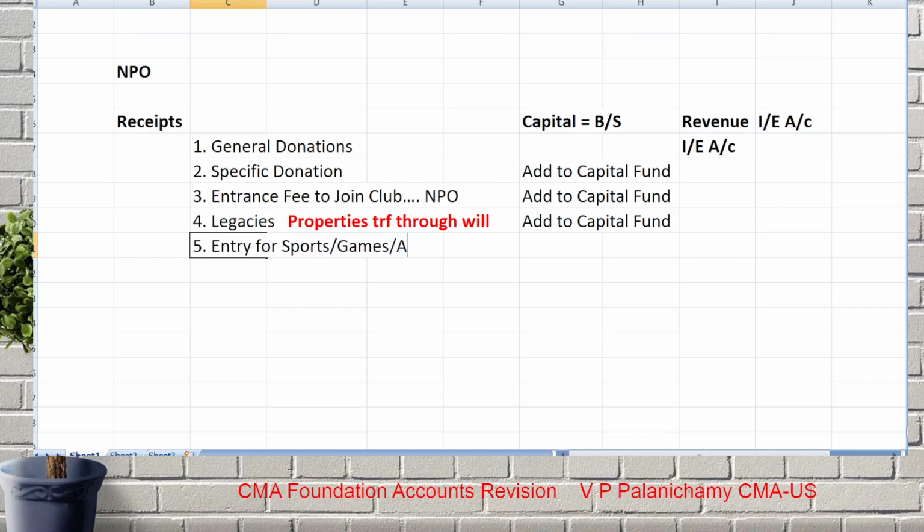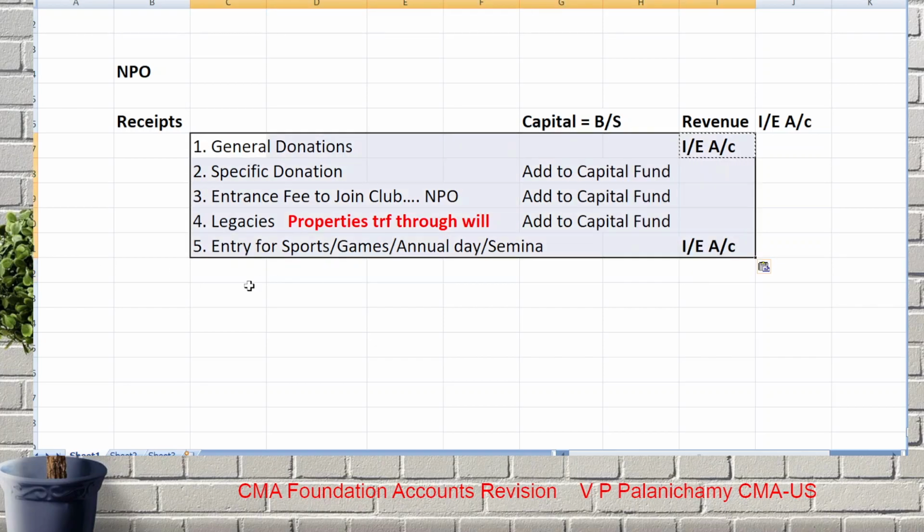What about entry fee for sports, games, annual day, seminar? That is an income that will be taken to the income and expenditure account. So these are the donation items.